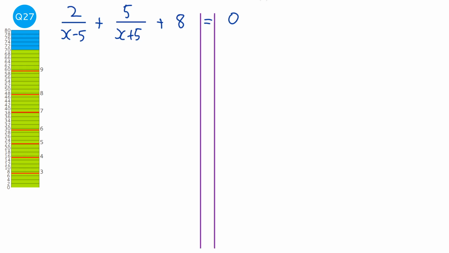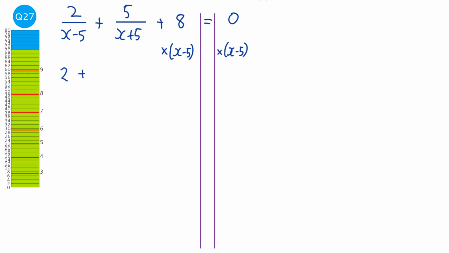Okay, the first thing I'm going to do is get rid of the fraction on the left-hand side. And the way of doing that is I'm just going to times both sides by x minus 5. Now when you times both sides by something and there's more than one term on one of the sides, you've got to times each of the terms. So we're going to start by timesing the left-hand fraction. Well, that will just get rid of the x minus 5 and just leave 2.